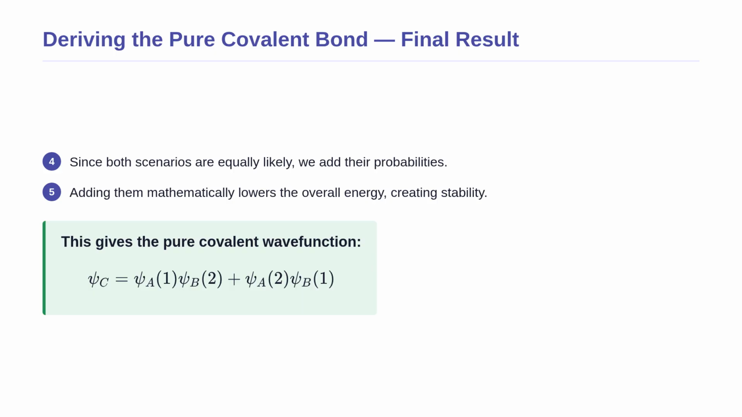This gives us our final result, psi C, the pure covalent wave function. This equation perfectly describes the equal sharing of the two electrons between the two positively charged nuclei, locking them into a stable molecule.